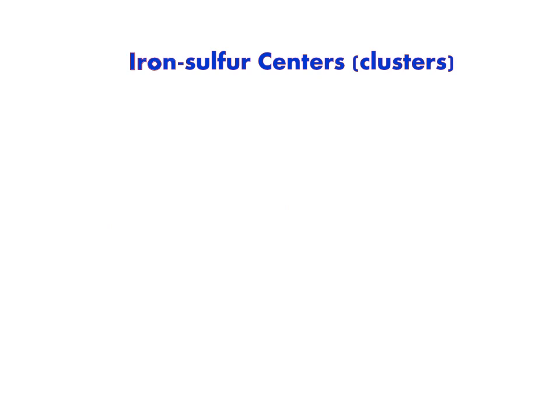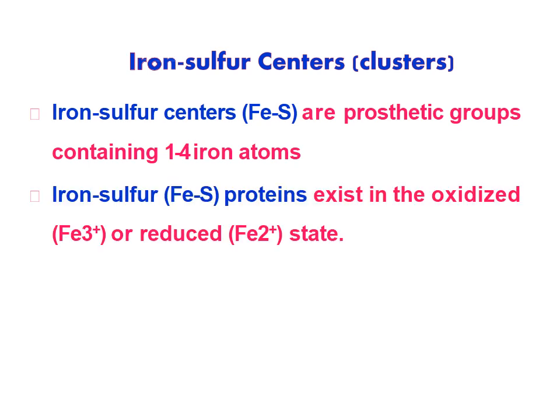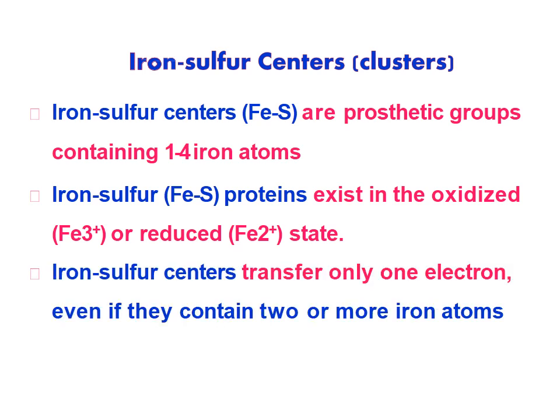What are these iron-sulfur centers or iron-sulfur clusters? We have seen in the previous complex 1 that finally the electron reaches FeS. In complex 2, after FMN, it is reaching FeS. What is this FeS? FeS are iron-sulfur centers, or prosthetic groups containing 1 to 4 iron atoms. These iron-sulfur proteins exist in oxidized or reduced state. Oxidized state means Fe3+ and reduced state means Fe2+.